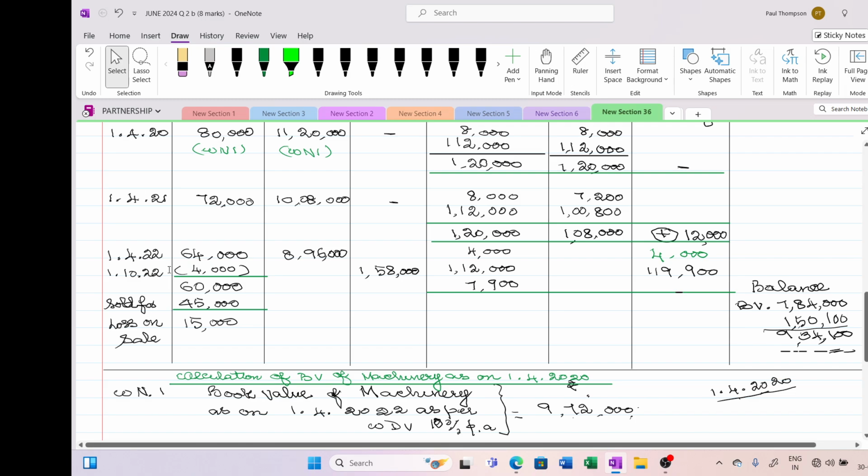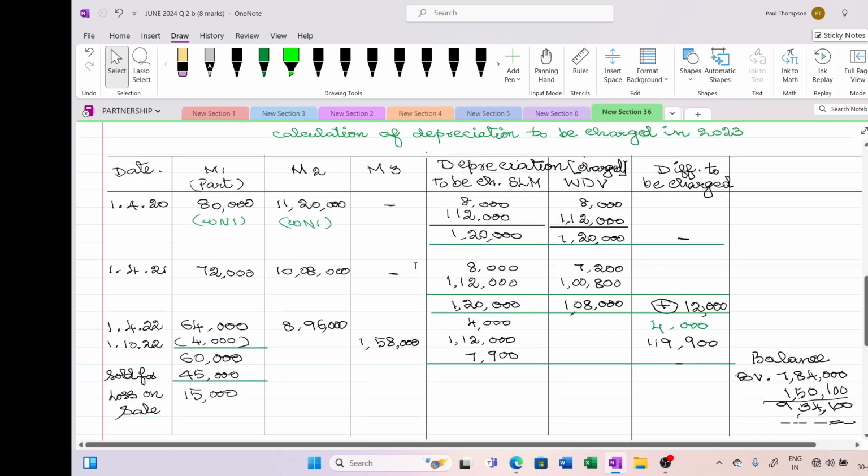This is the book value as on 1/10/2022. This machine is now sold for 45,000. Now what is the loss? The loss is 15,000, because the book value is more than the realization. Okay. So this is the concept of loss on sale. Now on the same date, we have purchased one more machine.